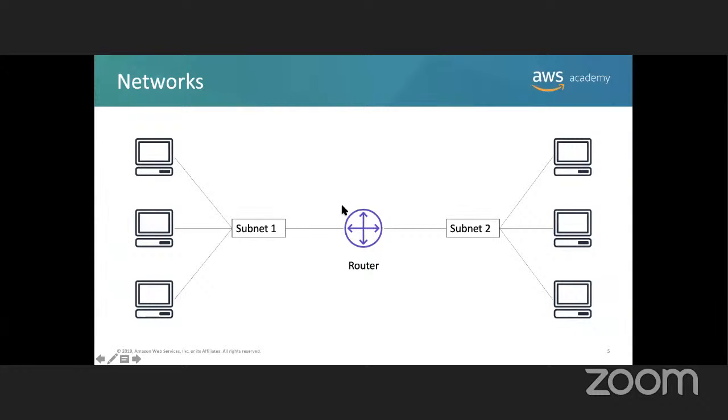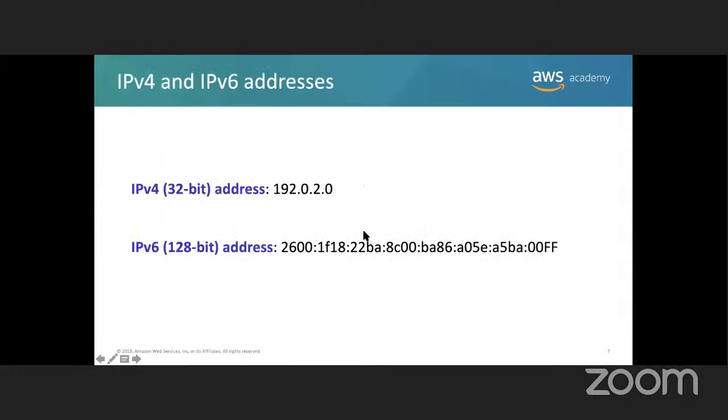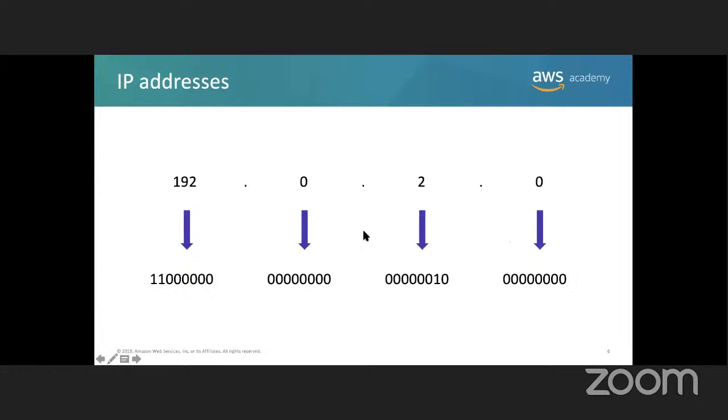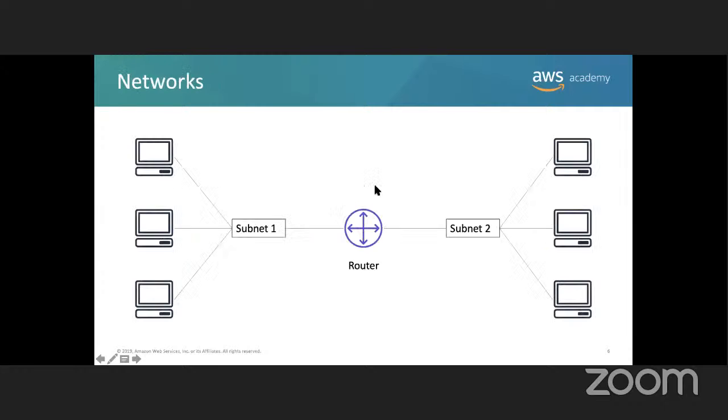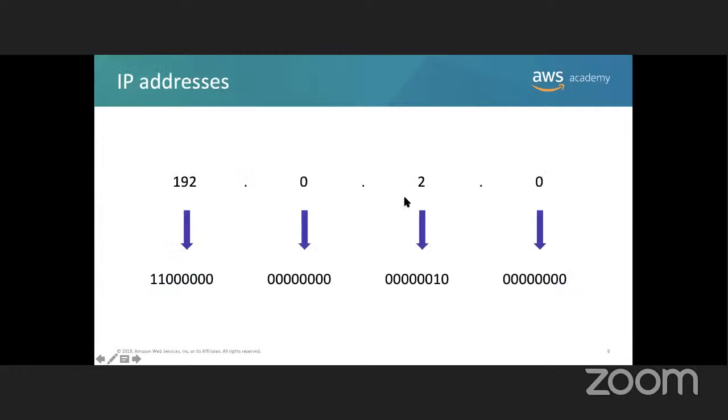Now this is how networks work. Computers communicate with each other through a router, because this is a network and this is another network, and routers connect networks. This is an IP address. An IP address has 4 octets, in other words, 4 bytes. And every byte has 8 bits: 1, 2, 3, 4, 1, 2, 3, 4. So it's 8 bits, and that is a total of 32 bits.